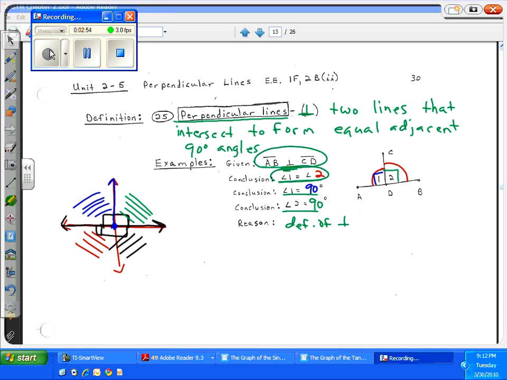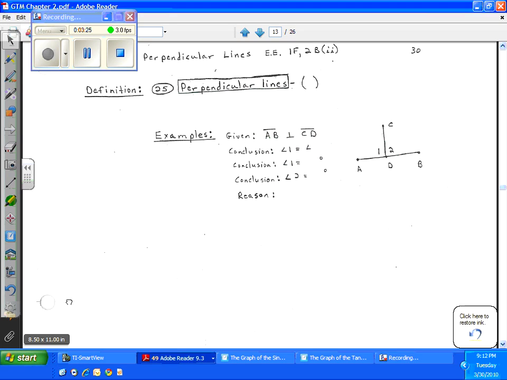So given the word perpendicular, and the angles are equal, we can use definition of perpendicular. Given the perpendicular and that an angle is 90, we use definition of perpendicular. So it's better memorized as two lines that intersect to form equal adjacent 90-degree angles. Any questions on that? Again, when you have the word and what you get out of it, your reason is definition of whatever that word is.